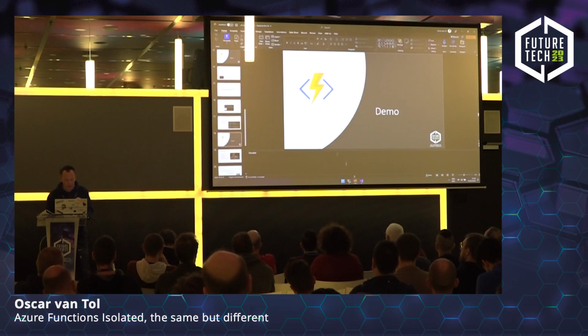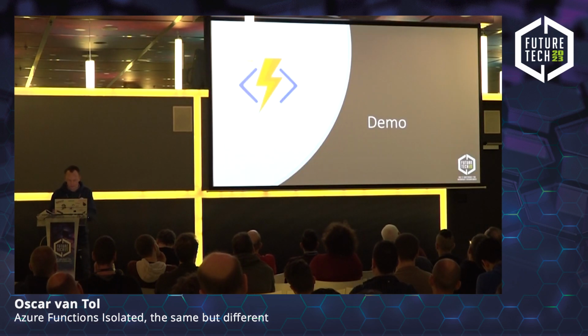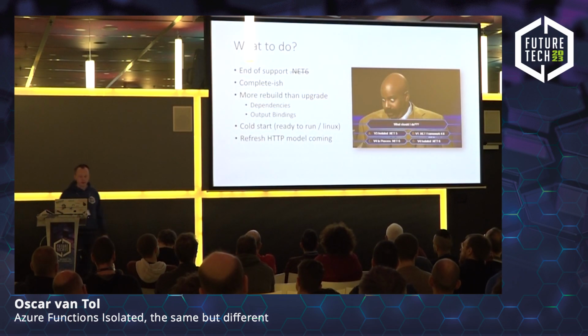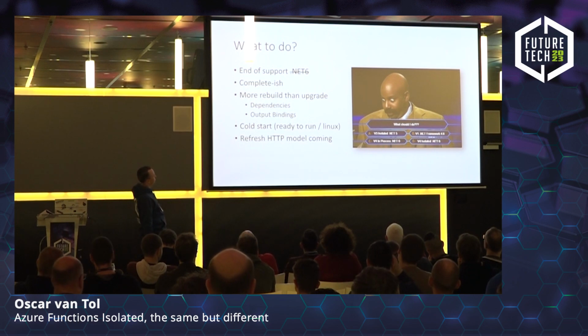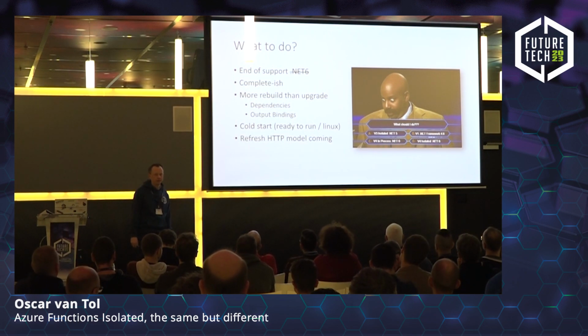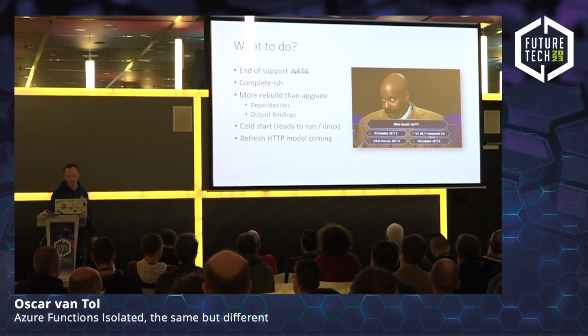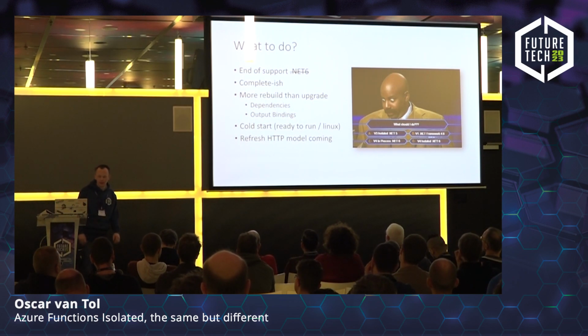Let's recap for a bit. Here's my clicker. So what to do? Support for .NET 6 is still officially, no, it's not officially true, and it's probably going to be tweaked. Don't worry, but do think about the model, because it is kind of complete.